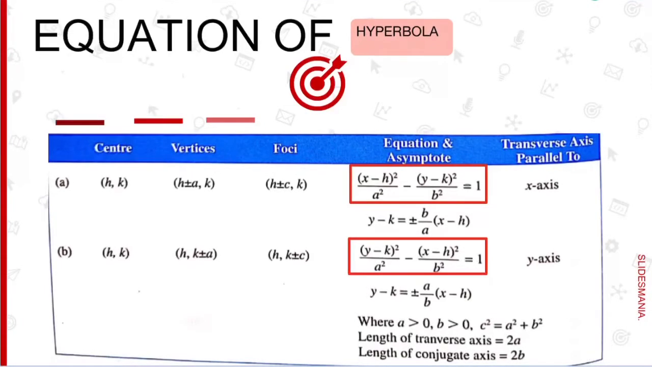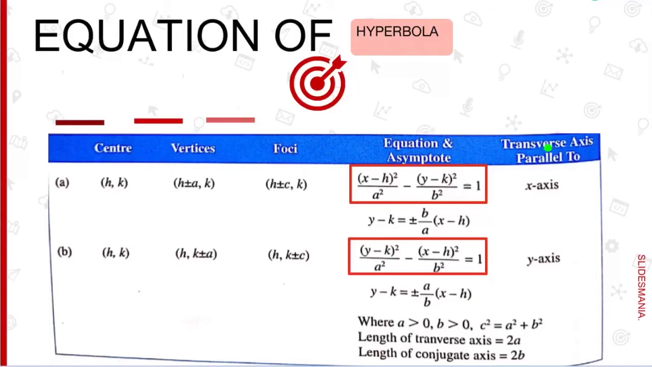Let us first see the equation of a hyperbola with transverse axis parallel to the x-axis. So this is the equation. As you can see, this figure here looks like the equation of an ellipse. However, the difference is we have a minus here. When we have minus, it is very important to put the first term and the second term into the right places. So how can you memorize this?